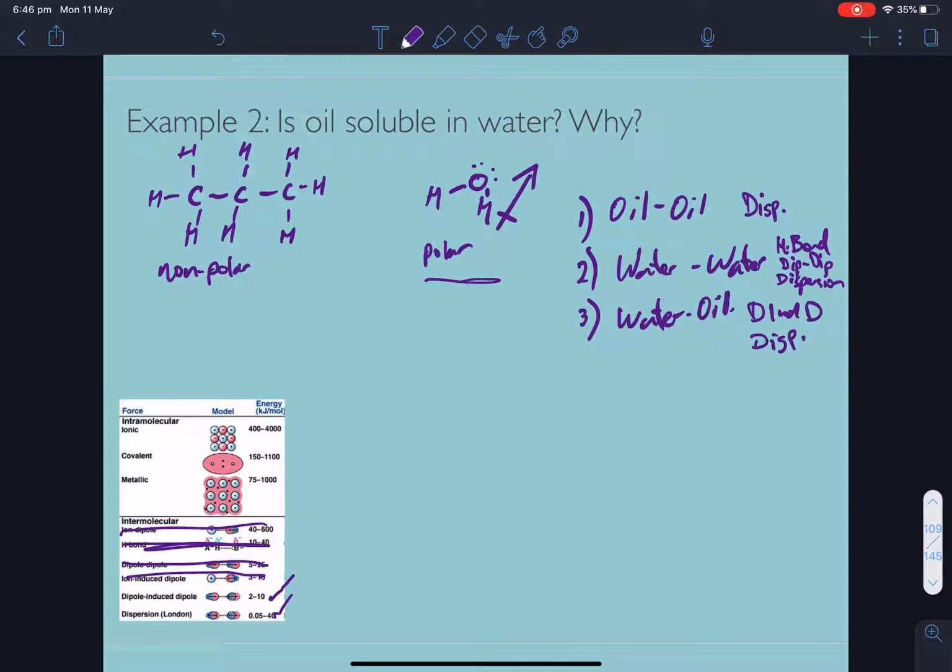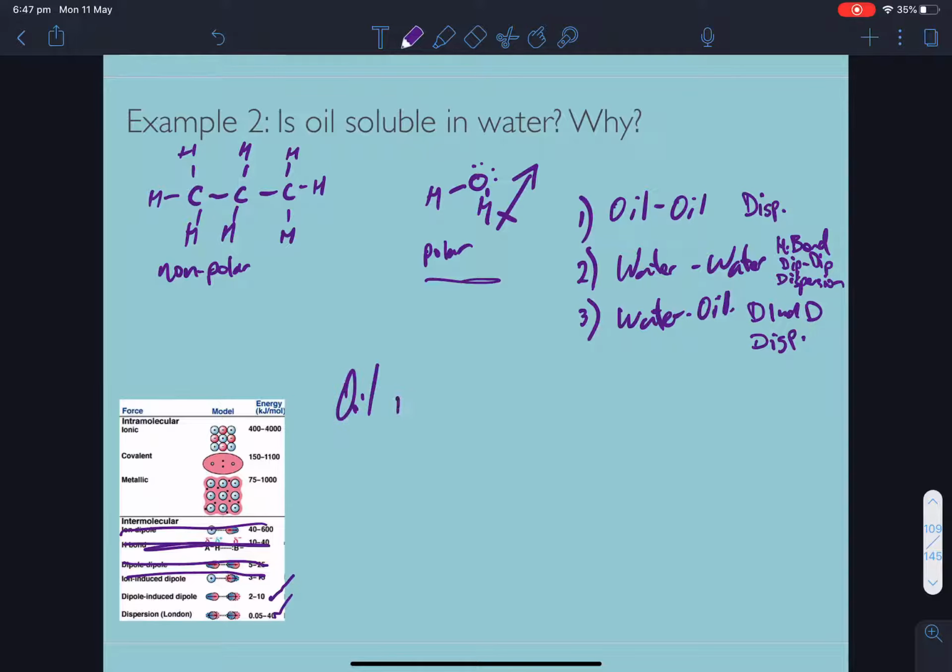Okay, now let's look at the relative strengths here. Oil to oil dispersion, really weak. Water to water, hydrogen bonding even, very, very strong attraction there. And water to oil, dipole-induced dipole and dispersion, fairly weak as well, on the same kind of order as dispersion. So you can see in this interaction that water and water is really strong. They're going to stick together. The water is just attracted to water, they're all going to stick together, and the oil is just going to be left out of the party. It's not going to form a homogeneous mixture. And that is why oil is insoluble in water.